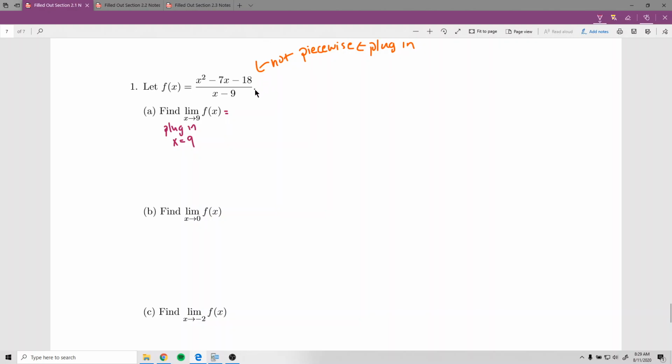Alright, so you don't know what's going to happen. You might be able to tell right away that the bottom's going to be 0, which is fine, but you don't know what's going to happen to the top. So you have to plug it in. Plug in 9, we get 9 squared minus 7 times 9 minus 18 over 9 minus 9, which is 81 minus 63 minus 18 over 0. And if you work that out on the top, you get 0. So it's 0 over 0, and this is exactly our indeterminate form.